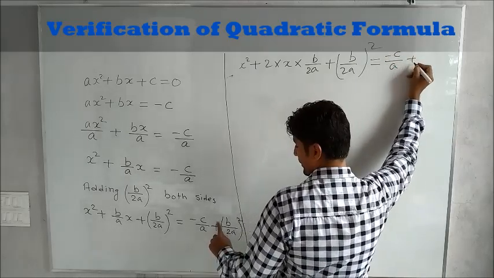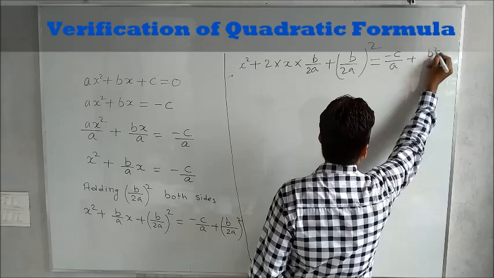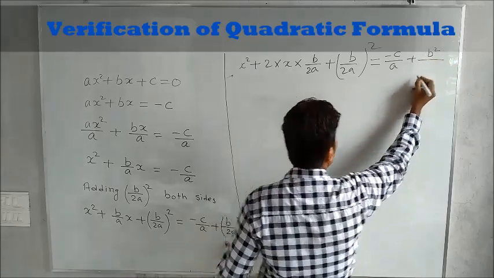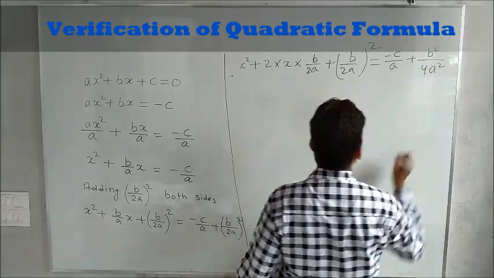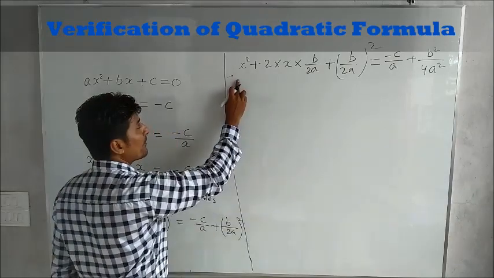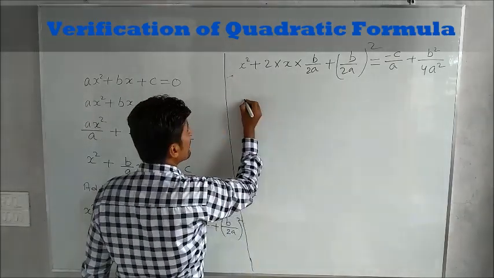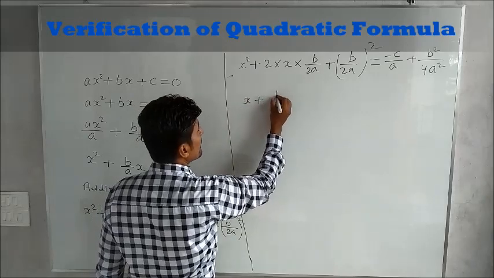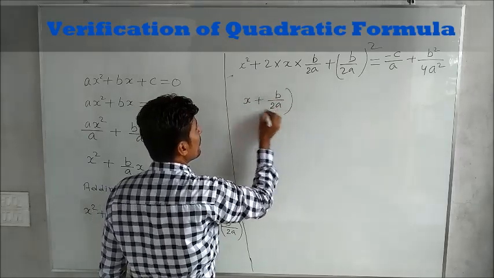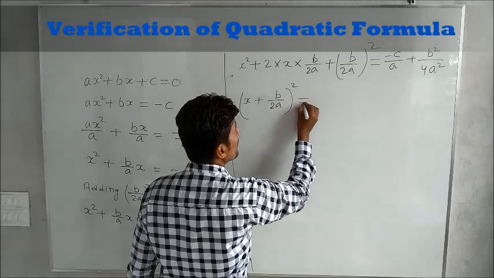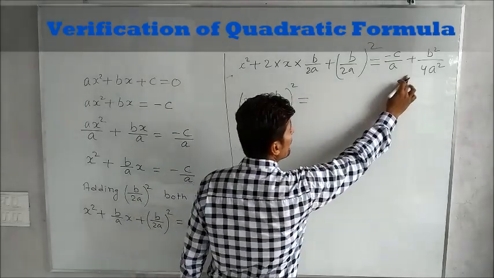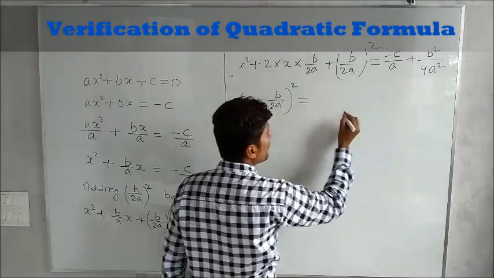plus the square of b will be b square upon 4a square. Now here we can observe a square plus 2 into a into b plus b square. We can write here a plus b whole square equals to, now here we can find the LCM of a and 4a square.